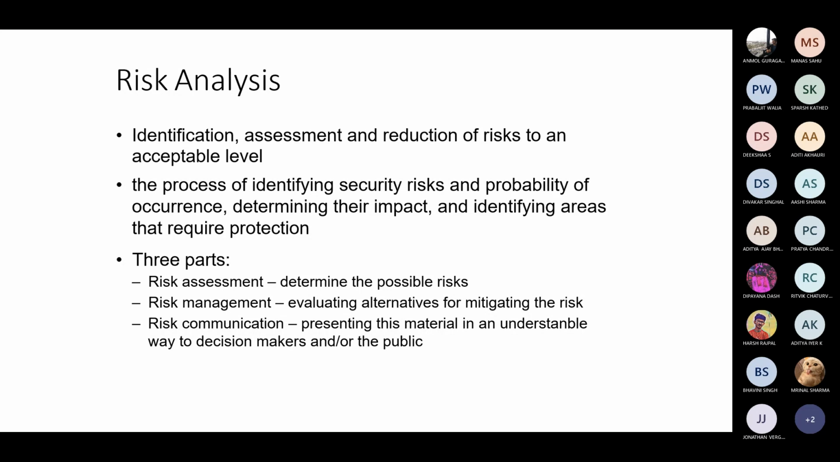There is a certain level in the network where risk is acceptable. Even though a risk happens, the network can tolerate those risks. That is why the reduction of risks is to be done up to that acceptable level. So it is the process of identifying security risks and the probability of occurrence. I told you that the occurrence of risk may or may not be. It is a 50-50 chance.